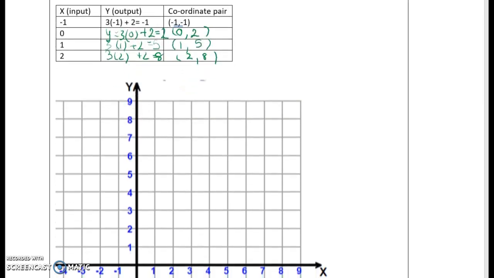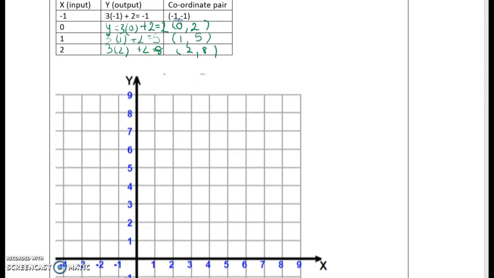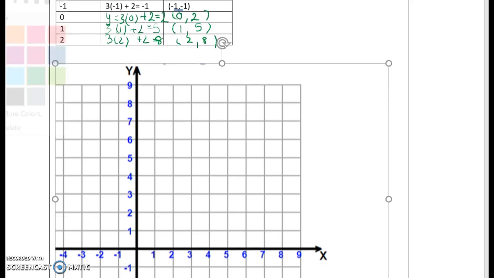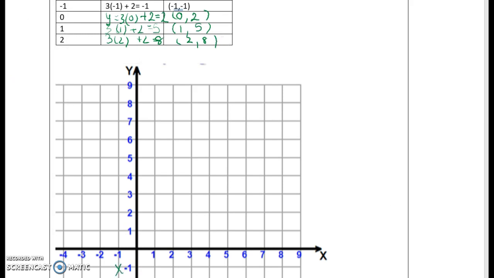Now what I'm going to do is put each of those onto my Cartesian plane. So where I see a -1 for my x, I'm going to go down to -1. And I'm going to draw that on there. And where I see a 0, I'm going to put a 2. So where x is 0, I'm going to put a 2. Where x is 1, I'm going to put a 5. And where x is 2, I'm going to put an 8.